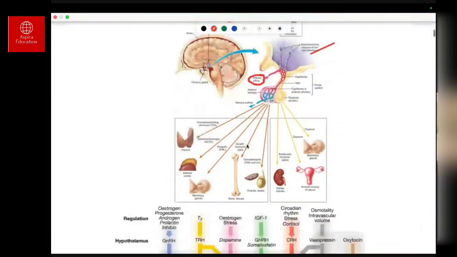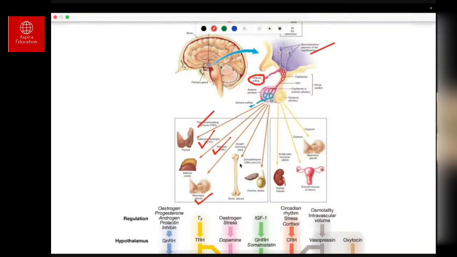The pituitary gland is the source of hormones like TSH, which acts on the thyroid gland. Then ACTH, it produces ACTH that has an effect on the adrenal gland. It also produces prolactin, which is primarily involved in development of the mammary glands and is important for lactation after pregnancy.